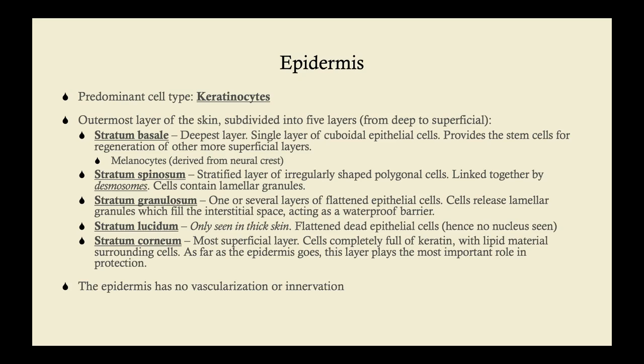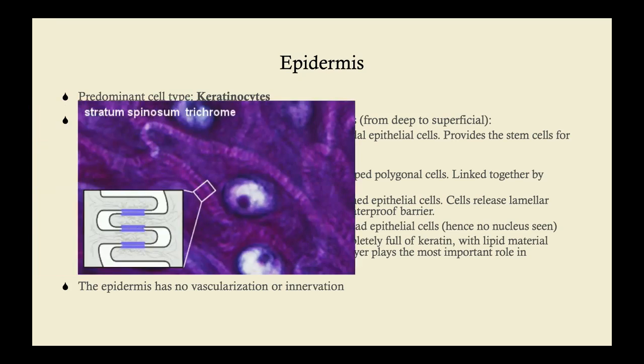And then the stratum corneum, these don't even look like cells anymore. So this is just pretty much, as far as it appears, just keratin with some lipid material surrounding it. And so as far as the epidermis goes, this is the layer that plays the most important role in protection. The epidermis has no vascularization or innervation, so it needs to get all of its nutrients from the dermis that's underlying it, and I'll show you how that happens.